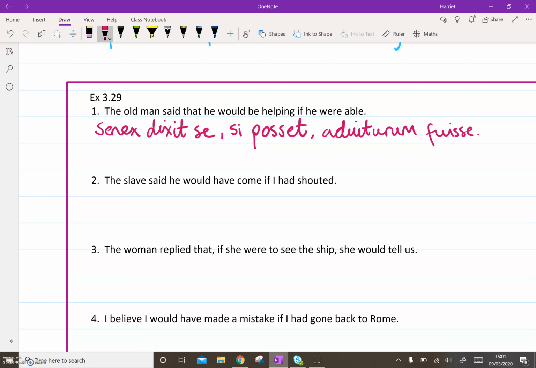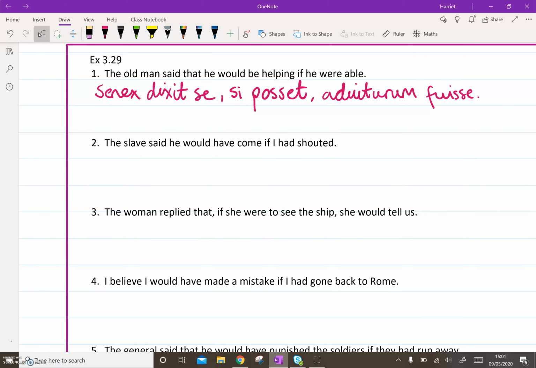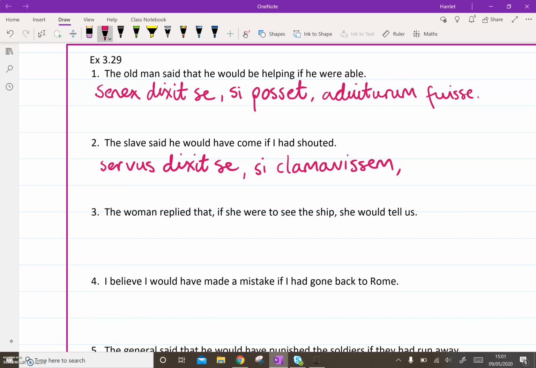Okay. Number 2. The slave said he would have come if I had shouted. Closed conditional. The suggestion here is that he didn't come, but it's in the past. He would have come if I had shouted. So, servus dixit, that he, se, if I had shouted, so in the past, so we need a pluperfect subjunctive this time, clamavissem, would have come, venturum is the future participle of venio, fuisse.